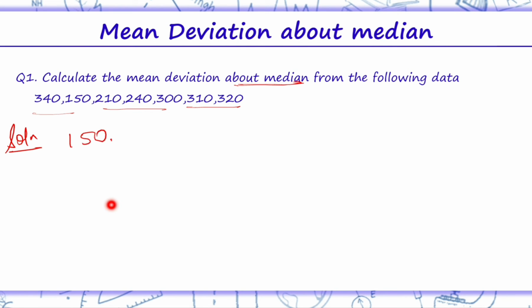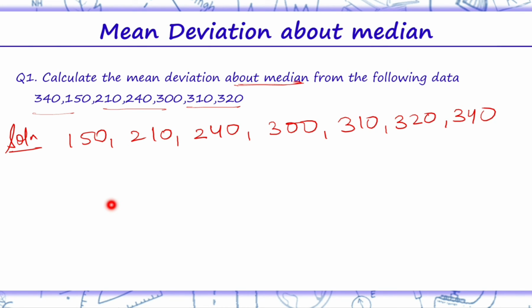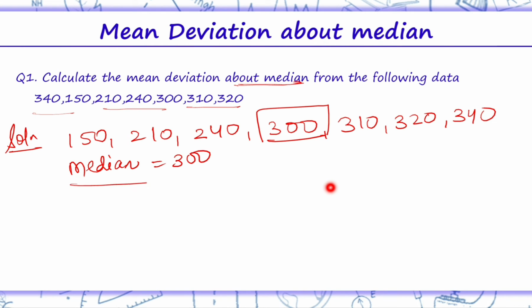We'll get 150, 210, 240, 300, 310, 320, 340. As we know, the number of observations is 1, 2, 3, 4, 5, 6, 7. The number of observations is odd, so the median will be the (7 plus 1) by 2, that is 8 by 2, that is the fourth term. So the fourth term is the median, that is 300.